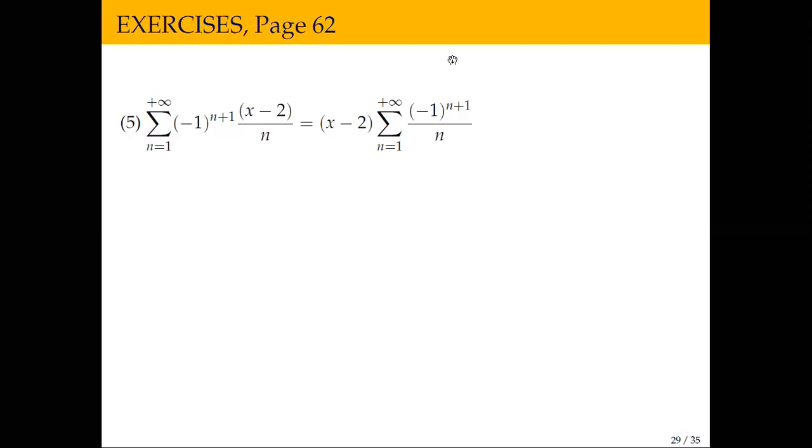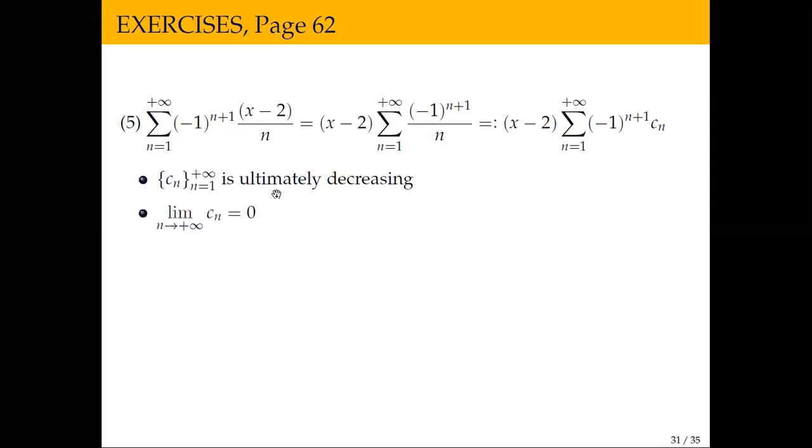But before you apply the alternating series test, you have to verify whether 1 over n is positive for all n. Since our n ranges from 1 to positive infinity, 1 over n is always positive. Thus, you can apply the alternating series test for this infinite series. Let's call 1 over n to be c sub n for all n. If you want to apply the alternating series test, we have to verify two things. So is this sequence ultimately decreasing? That is the first question. And is this limit equal to zero? That is the second question.